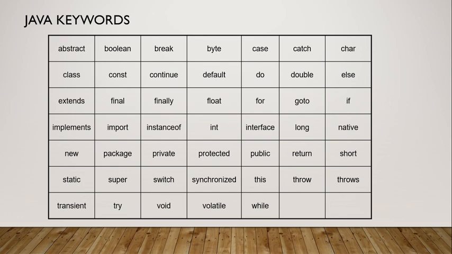Void. Java void keyword is used to specify that a method does not have a return value. Volatile. Java volatile keyword is used to indicate that a variable may change asynchronously. While. Java while keyword is used to start a while loop. This loop iterates a part of the program several times. If the number of iteration is not fixed, it is recommended to use while loop.